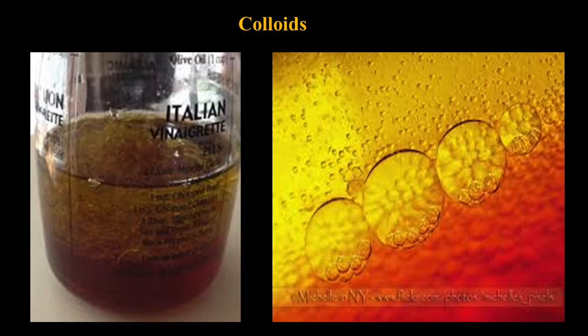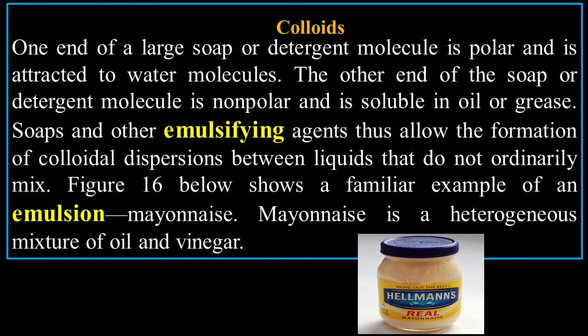Here are some things that are colloids, or they're trying to be colloids, and you have the coagulation of the material, and that will soon settle out. So it's not a perfect emulsion. One end of a large soap or detergent molecule is polar and is attracted to the water molecules. The other end of the soap or detergent molecule is nonpolar and is soluble in oil and grease. Soaps and other emulsifying agents thus allow the formation of colloidal dispersions between liquids that do not ordinarily mix.